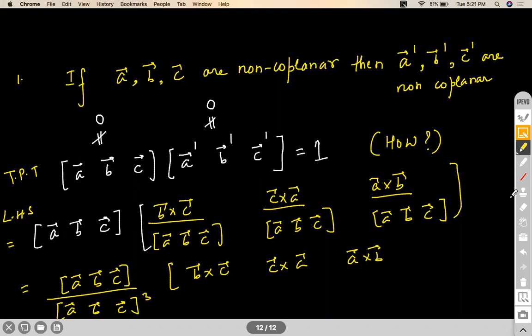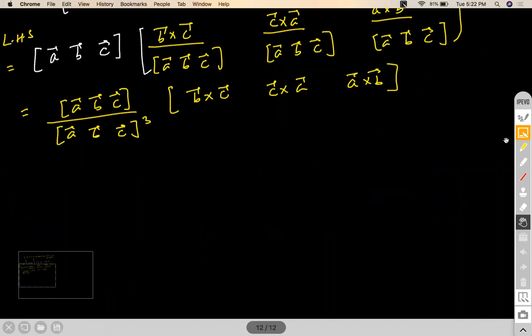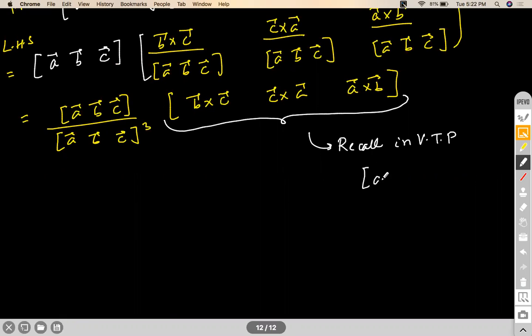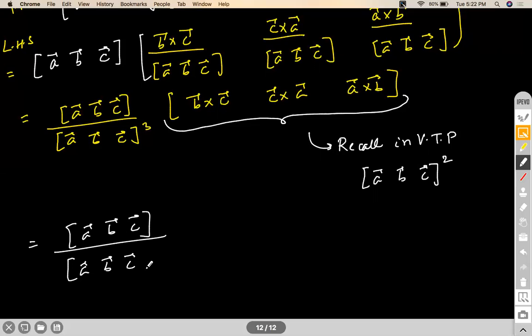Now, a little while ago, when I was doing vector triple product, we had seen the result for this. What was the result for it? Recall in VTP, we had done this. Please turn back your pages. I think a couple of pages only you have to turn. What was this? Box BCA, box ABC square. So this will give you box ABC by box ABC cube times box ABC square, which is clearly 1, as you can all see that. And hence it is proved.